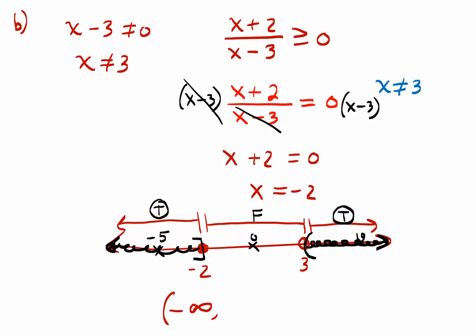So I got -infinity to -2 with a bracket, union 3 is not part of our domain at all, so it's going to be a parenthesis and then off to infinity. Whew, that was a long one. A was pretty easy. B was a little bit more intense there, so we're going to have a good range of homework questions on that one.